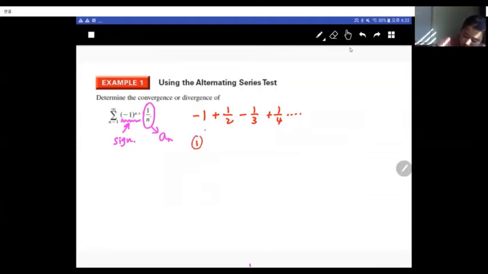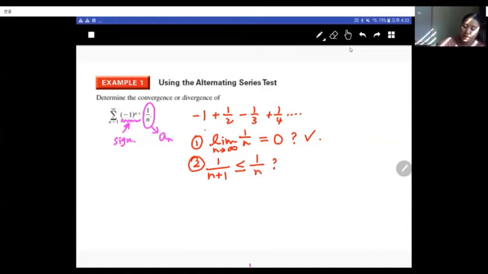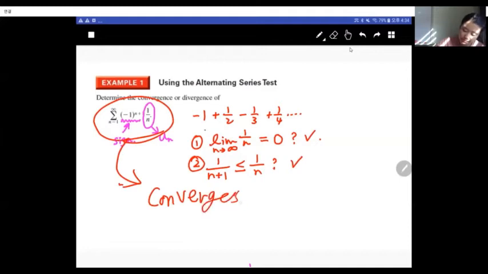So you check two things. Number one, the limit of 1/n as n approaches infinity. Is it 0? The answer is yes. Number two, is 1/(n+1) less than or equal to 1/n? Yes. Because it satisfies both conditions, this series converges. That's the answer. All right, next slide.